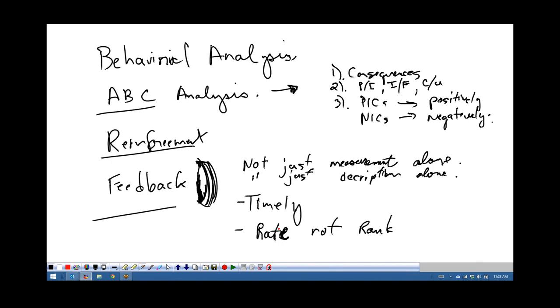Having said that, a lot of companies do indeed rank. All right. Any questions or comments on the behavioral analysis? Those are the three parts. Now, this can be used anywhere in a project, but it is very helpful most often right here in the C phase, or in the late I phase when you're putting together improvements.